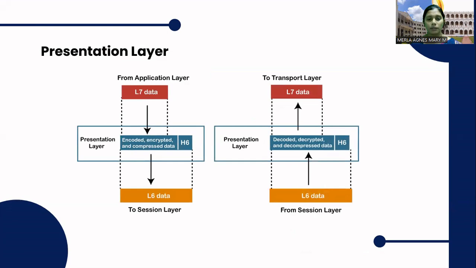This is how the presentation layer works. It gets the data from the application layer, and the encoded, encrypted, and compressed data will be moved into the session layer. And on the receiver side, the data from the session layer will be received and decoded, decrypted, and decompressed, and moved into the transport layer.